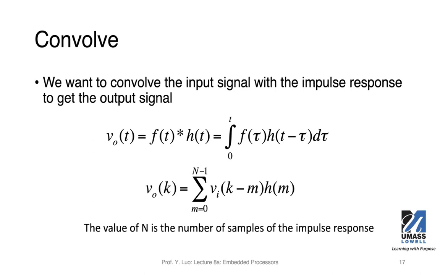So we're talking about the past a few intervals. And then in discrete form, we will simplify the original formula with the second line of the formula. Here, the capital N is the number of samples of the impulse responses. Essentially, when you have the past N input signals and the corresponding impulse response samples, we can apply multiplication and then do summation to calculate the output voltage.